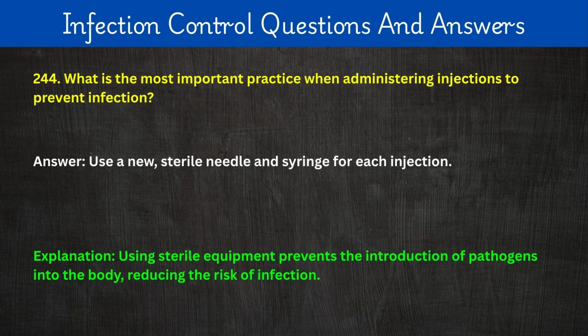244. What is the most important practice when administering injections to prevent infection? Answer. Use a new, sterile needle and syringe for each injection. Explanation. Using sterile equipment prevents the introduction of pathogens into the body, reducing the risk of infection.